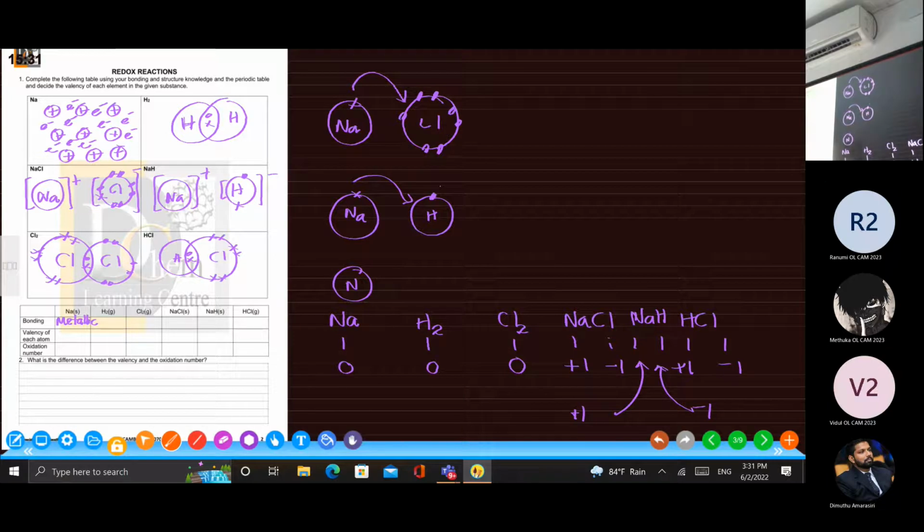Is that clear? Right. So then oxidation number is something like that. You can also write a point. Oxidation number shows the chemical state of an atom in a compound.